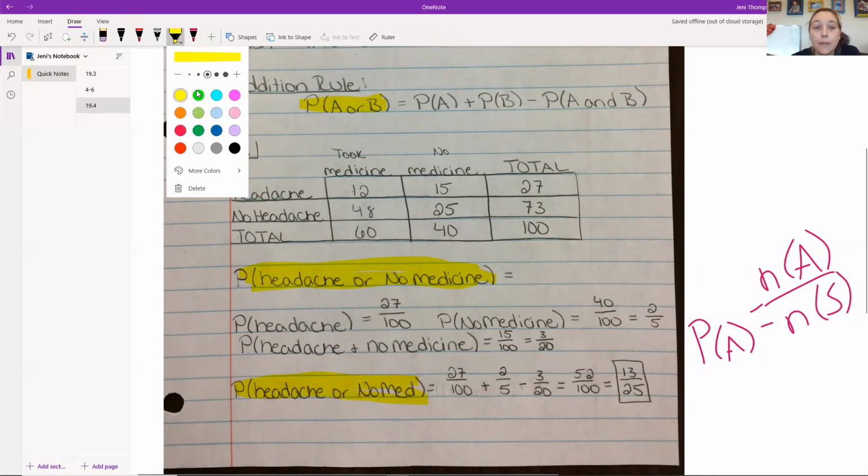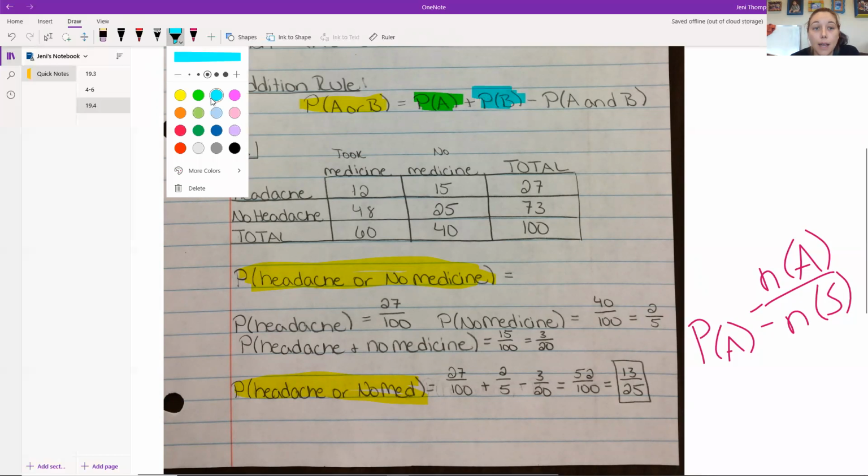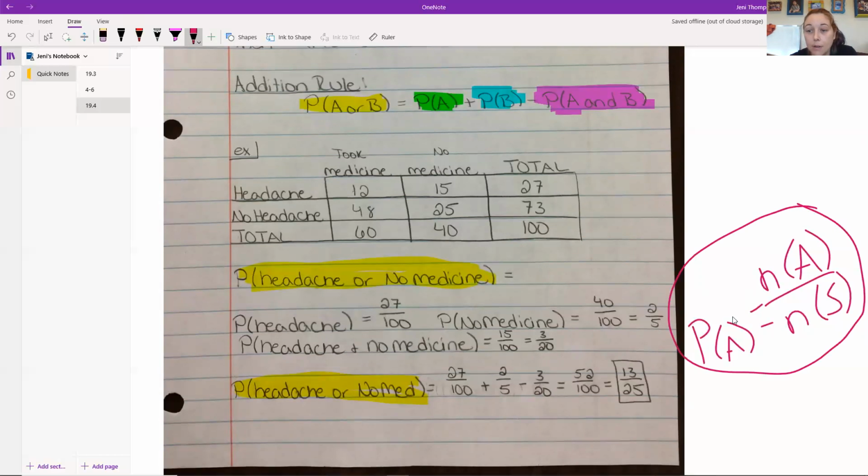So we need to find the different pieces of this. We need to find the probability of A, the probability of B, and the probability of A and B, so that we can fill them into our formula and find the probability of A or B occurring. And we're going to use this same approach for every single piece.